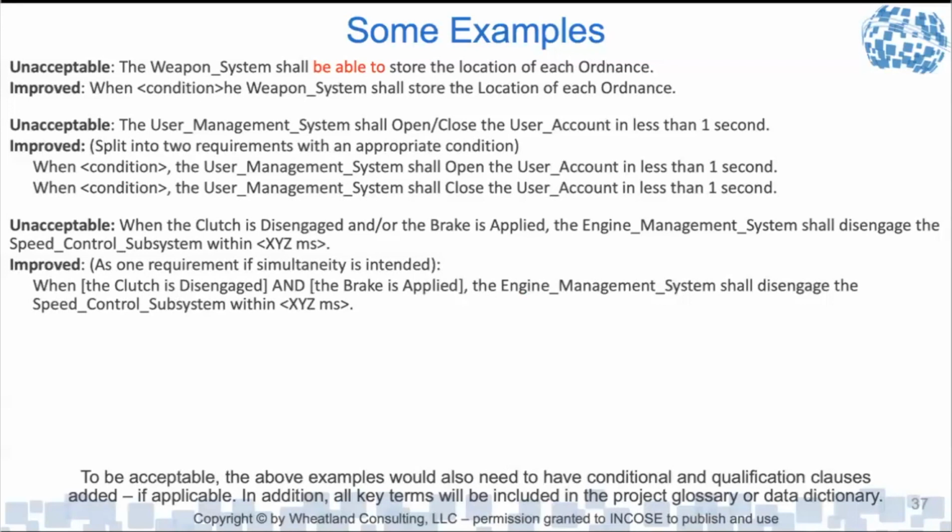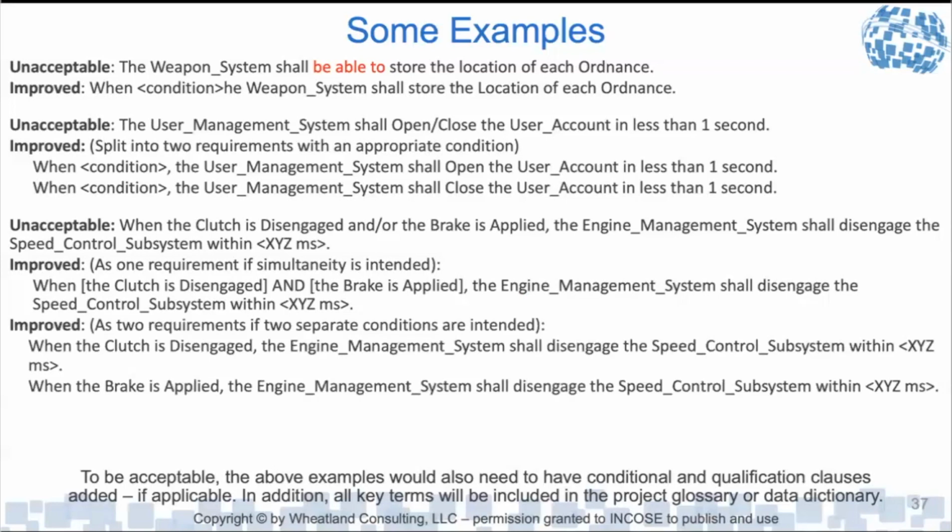There's a rule for expressing logical conditions. And so it's very important in that case that we have that clear. So now that says both has to happen for this to work. When the clutch is disengaged, the engine management system will disengage, or when the brake is applied, if it really is intended to be 2 separate conditions, then we could have both of those. That way we don't have to worry about if it's inclusive or exclusive or. If this condition, you're going to do that action. If it's a different condition, you're going to do that same action, but it's a different condition.